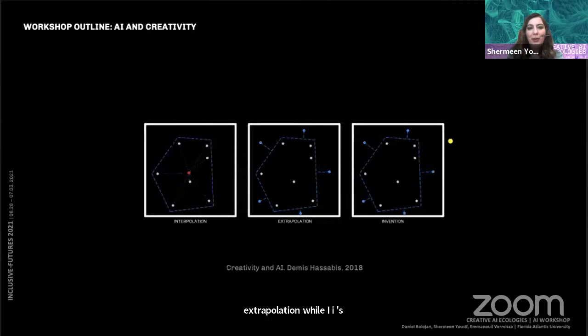So interpolation in this case is the AI's capability to perform the averaging of the representation of the data, averaging of the training examples, right? It's still contained within the field, while extrapolation is a higher level of creativity because there is an extension of the boundaries of that field. We believe that certain AI models like StyleGAN, although very interesting and fascinating, are still within the interpolative domain or aspect, while CycleGAN is actually capable of performing extrapolation.